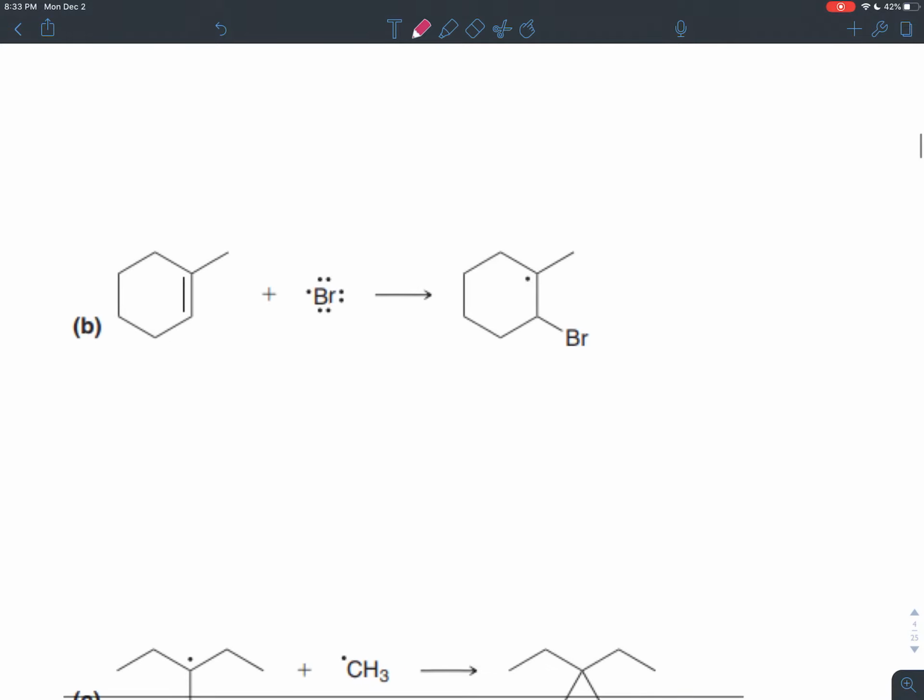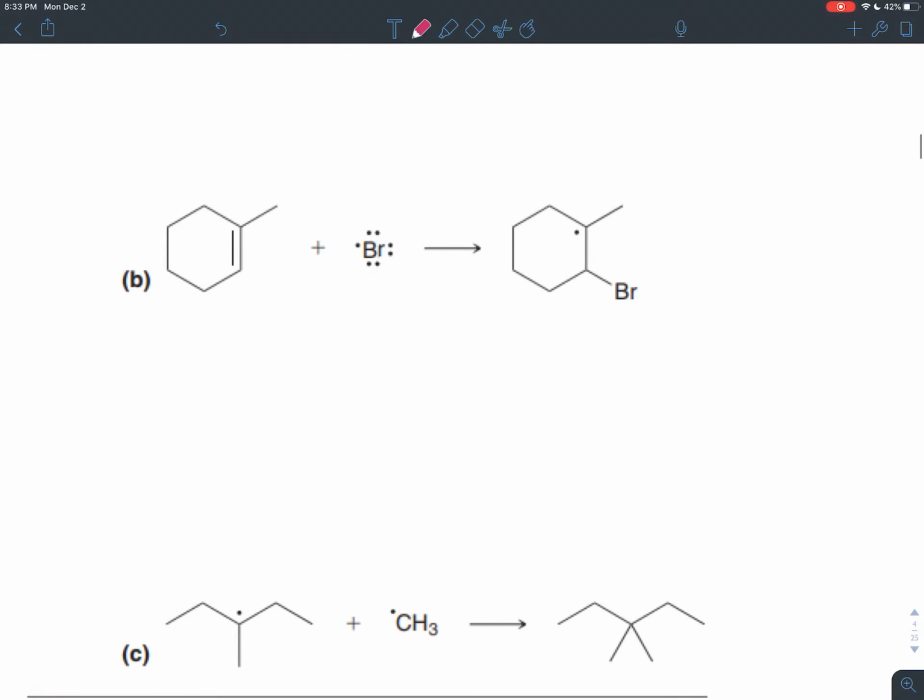Let's try another one. So in B, we see that bromine is our radical. It's very reactive. That's going to react with something. And in the product, we see that it forms a new bond. In addition to that, we see that the pi bond breaks. Okay, well, we know that the bromine is going to attach to this carbon here. It forms a new bond. When radicals form new bonds, you use fishhook arrows that don't point at atoms. They point at the space between the 2 atoms where the bond is forming.